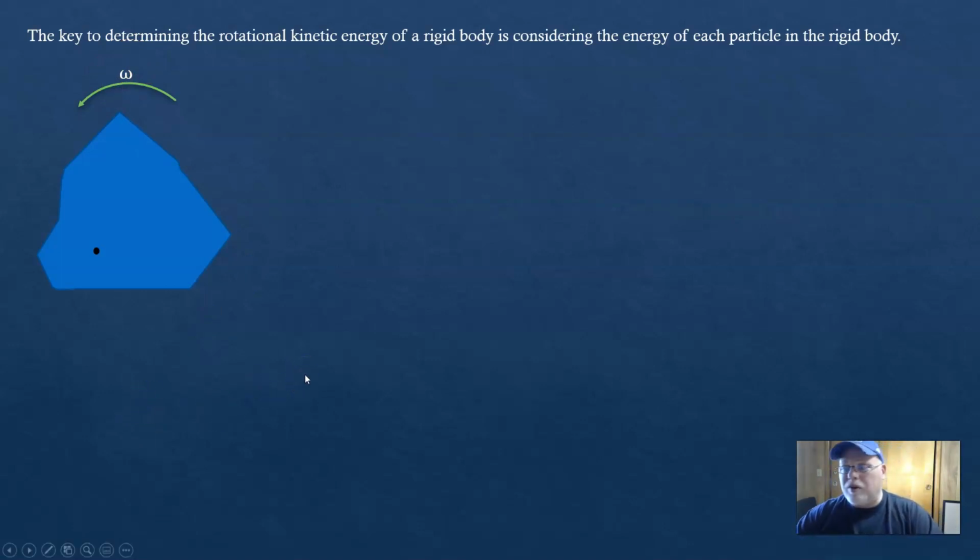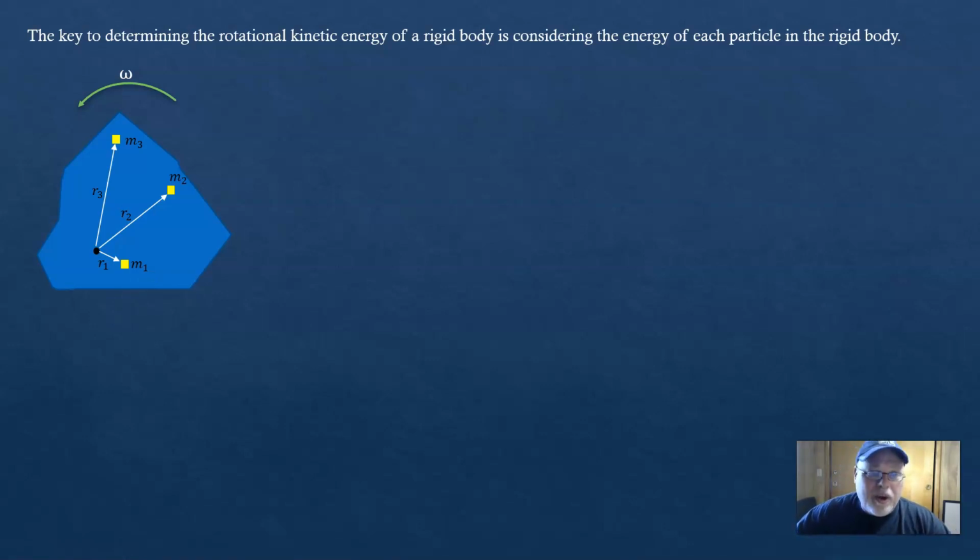Now, I said we want to look at each little piece of this and consider the energy of each little piece first. So let me just put in a few pieces that make up this object. This is a small particle that is part of this overall object, and the same for these. I've got three of them drawn out here, and they are all at a different distance from that axis of rotation. If they're all rotating around this axis, remember, that means that all of them are going in a circular path around that axis.